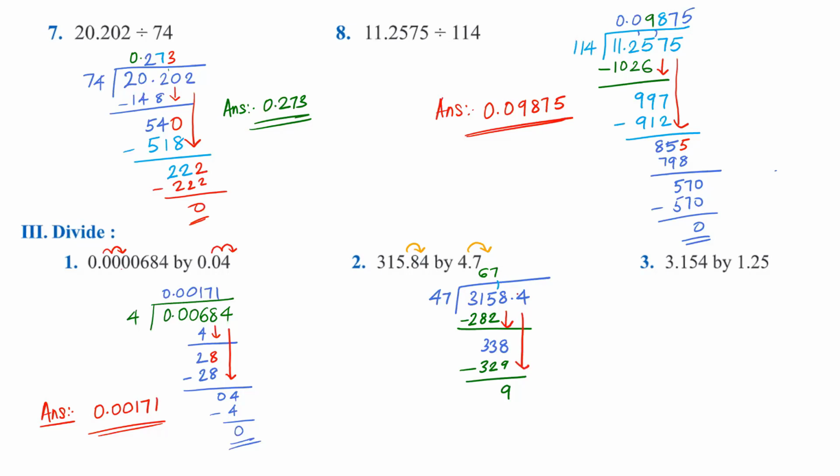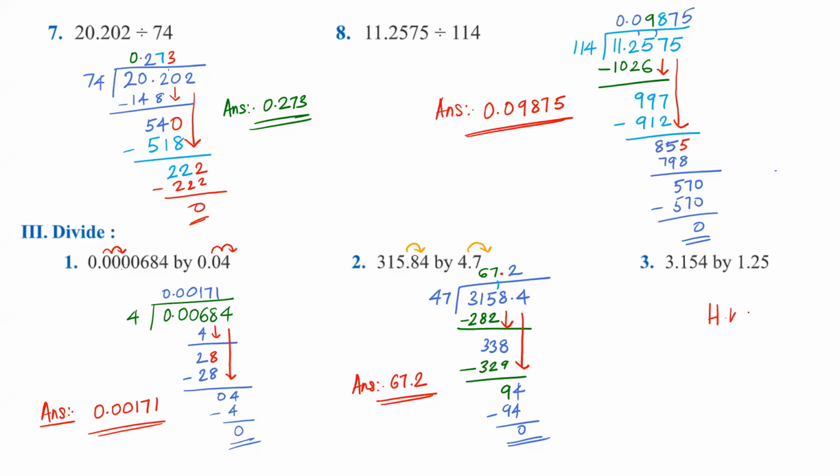And here there is a point, so put the point there also. Now 94. Is 94 divisible by 47? Yes, it is divisible. 94, the difference is 0, and the quotient digit is 2. So what is the answer? 67.2.